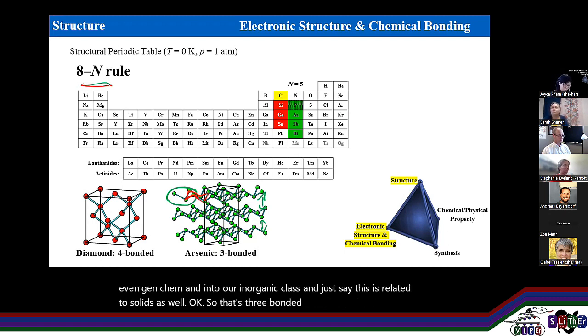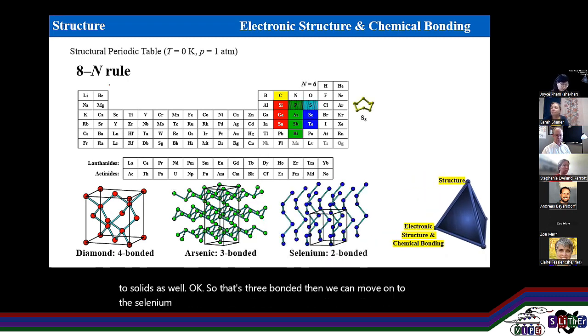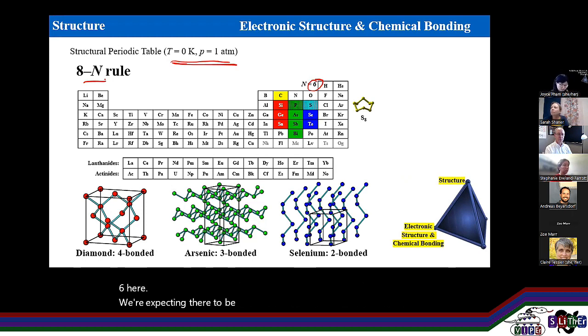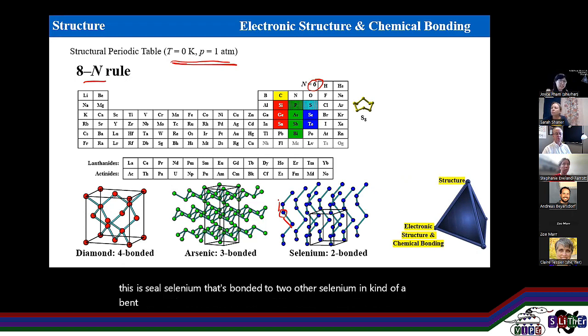Then we can move on to the selenium, tellurium. So selenium, tellurium crystallizes helical. So solids, again, this is your ground state, okay? Crystallizes helical with n equals 6 here. We're expecting there to be 2 bonds. And so here we have 1 bond. This is selenium that's bonded to 2 other selenium in kind of a bent structure because it's helical. And so sulfur too, with this crown right here, is 2 bonded.